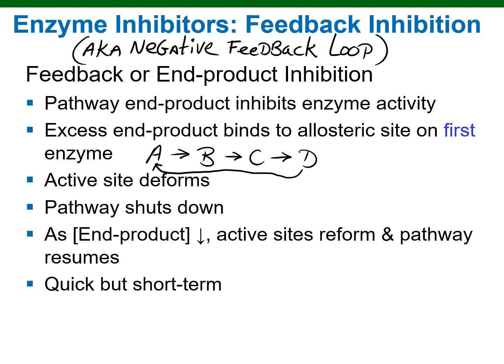But this is reversible because as the end product's concentration falls, as A to B to C to D is no longer happening, eventually the concentration of D end product will fall, and so then there will be less of this allosteric binding going on at A, and so A's active site will reform and the pathway, this enzymatic pathway, will resume. And so we can refer to this as a quick but short-term acting way of inhibiting a pathway to temporarily shut it down, but then resume activity when more end product is needed in the future.